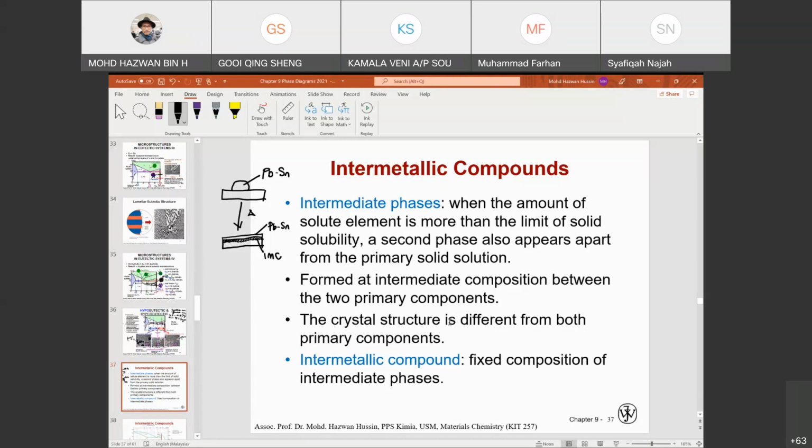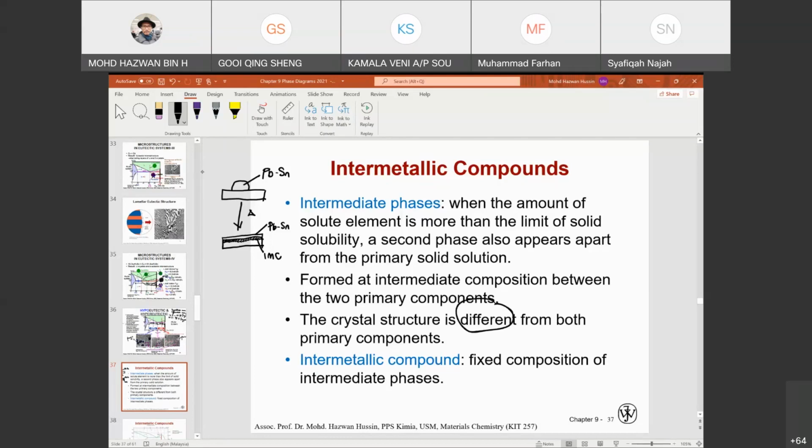Okay. So in this case, if I'm talking about these two materials together, you have the soldering material and one substrate over here, then you know that these are the two primary components. Then the intermediate that forms in between, due to the flux process or the heating process, the infusion process, is actually forming in between the materials. The crystal structure is different from both primary components.